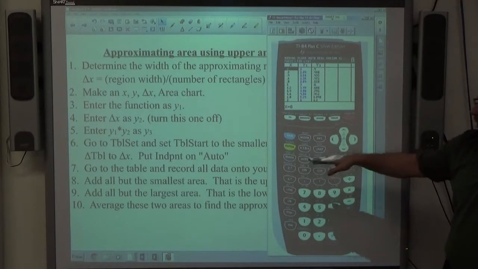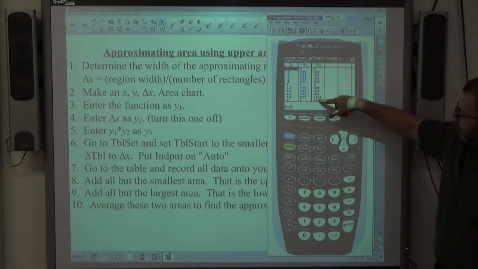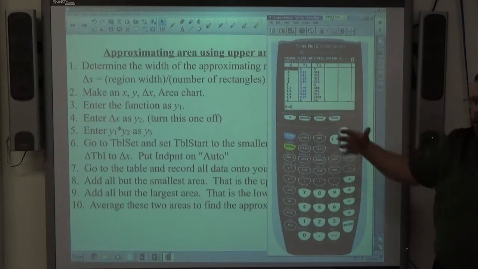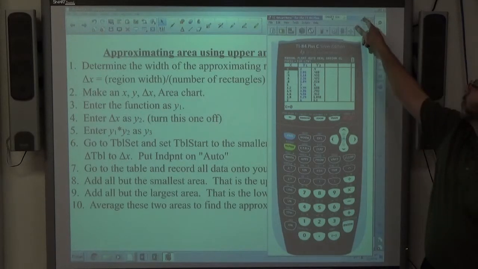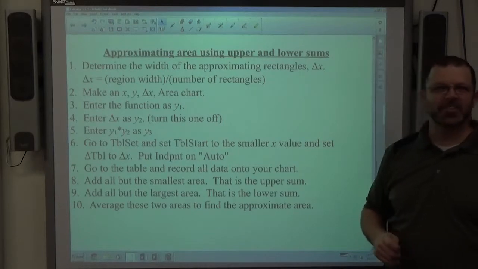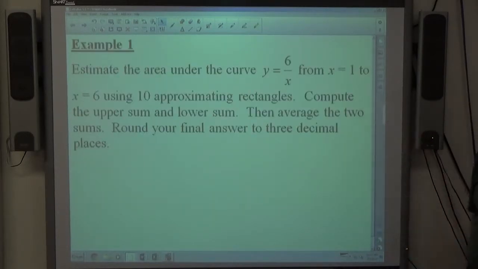And then if you add all but the smallest one, so smallest one's 0.4, add up all those, that's the upper sum. If you add all but the biggest one, that'd be all those, that'd be the lower sum. Add those together, divide by 2, you get your area. And it's approximately right. Okay, pretty close. The answer is 6.75, you might get 6.72. It's really, really close.